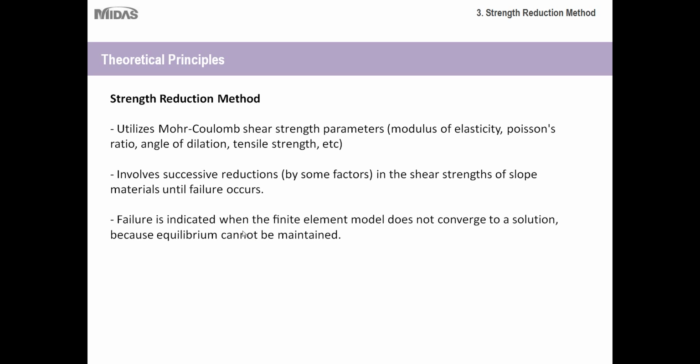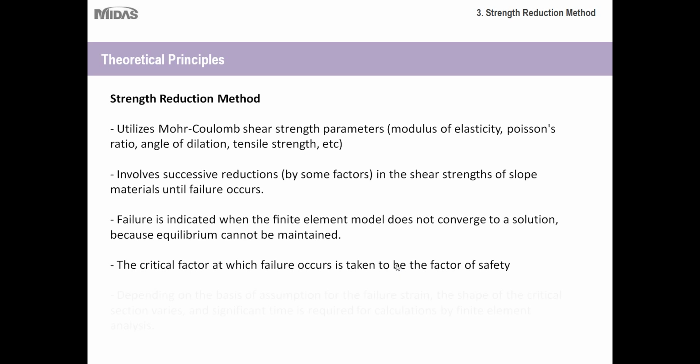Okay, so failure is indicated when the finite element model does not converge to a solution because equilibrium cannot be maintained. So once again, that ties into this previous point. What the method involves is increasing those stresses until equilibrium can no longer be maintained within the model, and then the factor of safety is determined from that particular case. The critical factor at which failure occurs is taken to be the factor of safety.